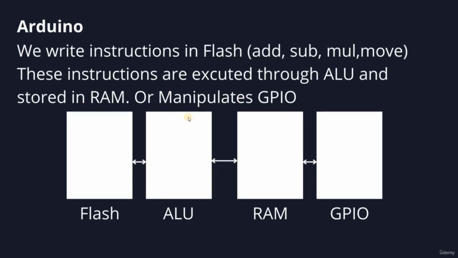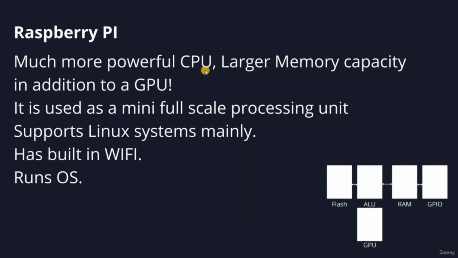I mean, I could create this same architecture, but I could create multiple ALUs, burn it on an FPGA, and I could have my own microcontroller on an FPGA. Now let's jump briefly to Raspberry Pi. It's much more powerful in terms of CPU, it has a larger memory, but it also contains a GPU. This is what makes it powerful.